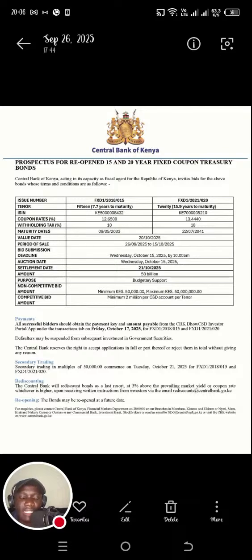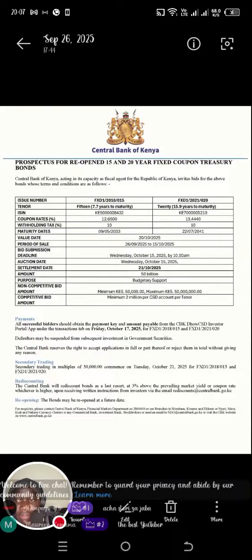The purpose of the bond, you can see, is budgetary support. We are a country that keeps punching above our stomach, so we have to find sources of funds to support the budget. That is the purpose of this particular bond.